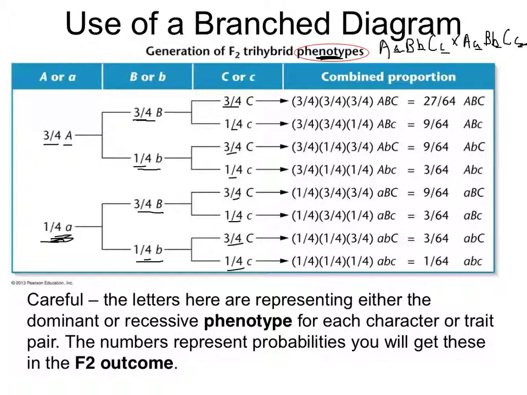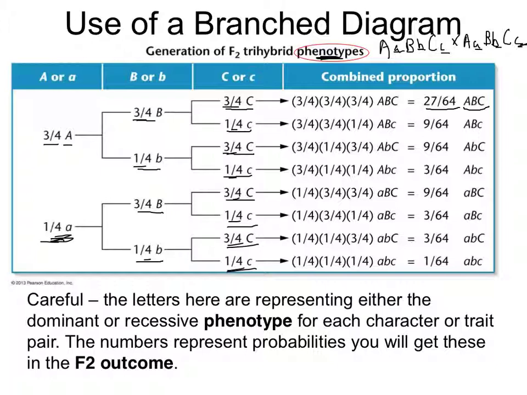Then we're handling the C, and this is where it starts to get really clunky. So 3/4 big C, 1/4 little c, repeated for each branch. And we line all of those up, and then we ask, what is the possibility of having an organism that shows the big A, big B, and big C associated genotypes? And those can be calculated mathematically pretty easily using this forked line method.